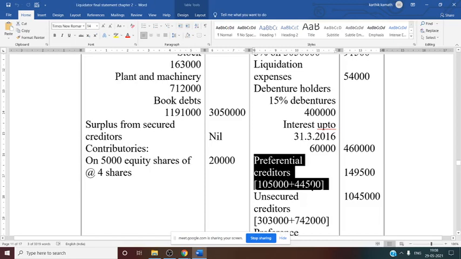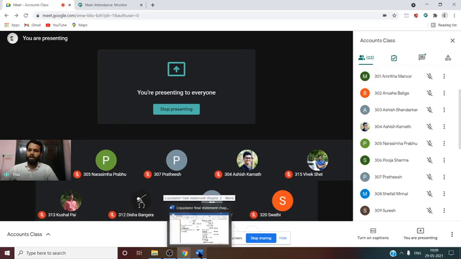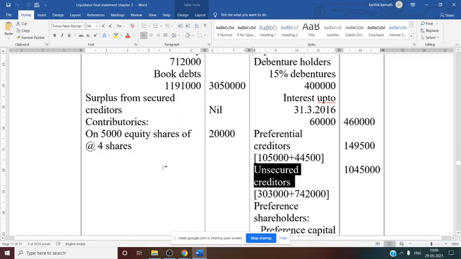Next, after giving the payment to the preferential creditor, we have to see the payment to the unsecured creditor. If you see previous problems, unsecured creditor is a balancing figure if shareholders' information is not given. In this problem, shareholders' information is not given, but there are partly paid shares. That means the final payment is made to the shareholder. That is why here unsecured creditor is not our balancing figure.